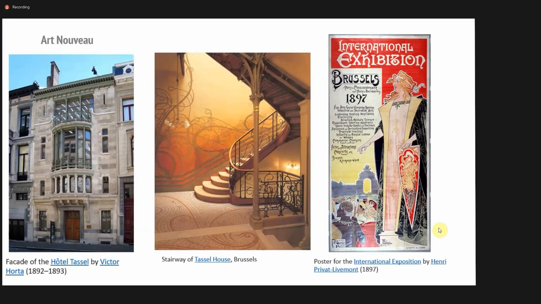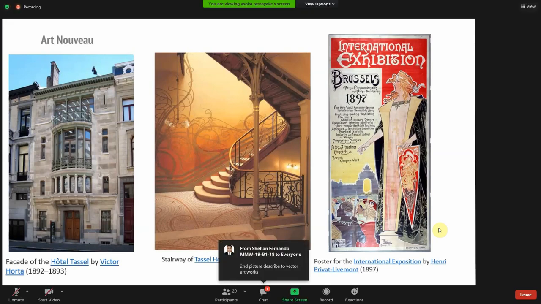Yes, Shehan, vector art. This is sharpness, hard work. Shehan means, I think, vector art on the walls and the floor. This was long ago, before vector art was produced. So this is about the patterns, shapes, lines, curvy lines, and a very decorative form of art.